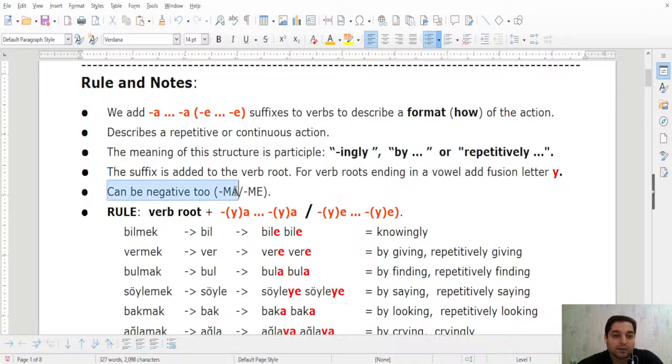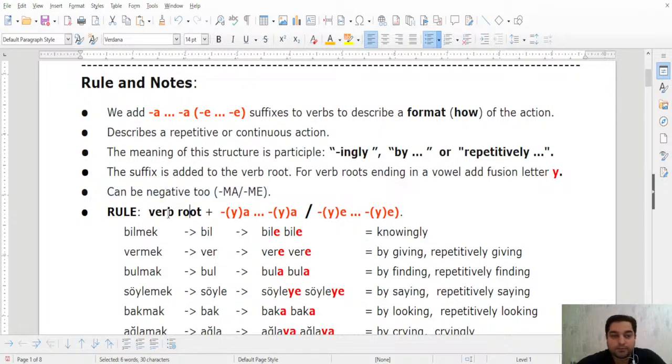And it can also be negative. Let me just go up again. You can also make the verbs negative. So bile bile or bilmeye bilmeye, göre göre or görmeye görmeye, seve seve, sevmeye sevmeye. So it's possible to make that negative too.